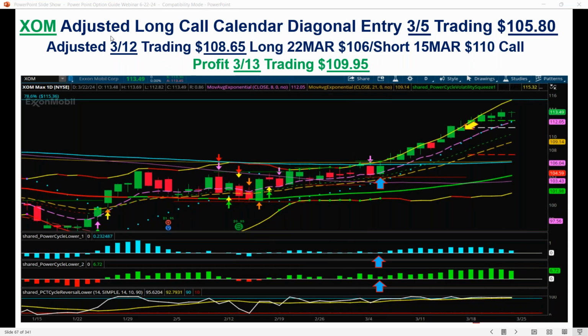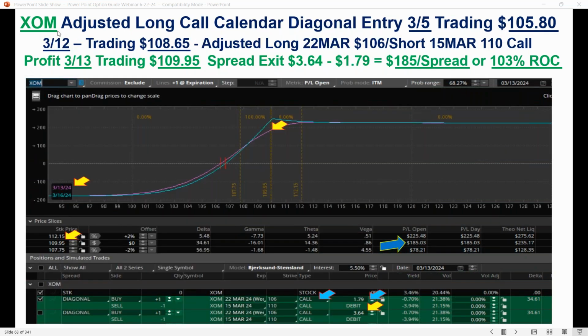All right, so here was the first trade adjustment right there on the 12th, 108.65. Adjusted to the 106, 110. So we had the expiration series now out to the 15th of March. All right, and here's the second adjustment. So here's the profit on that first move up.